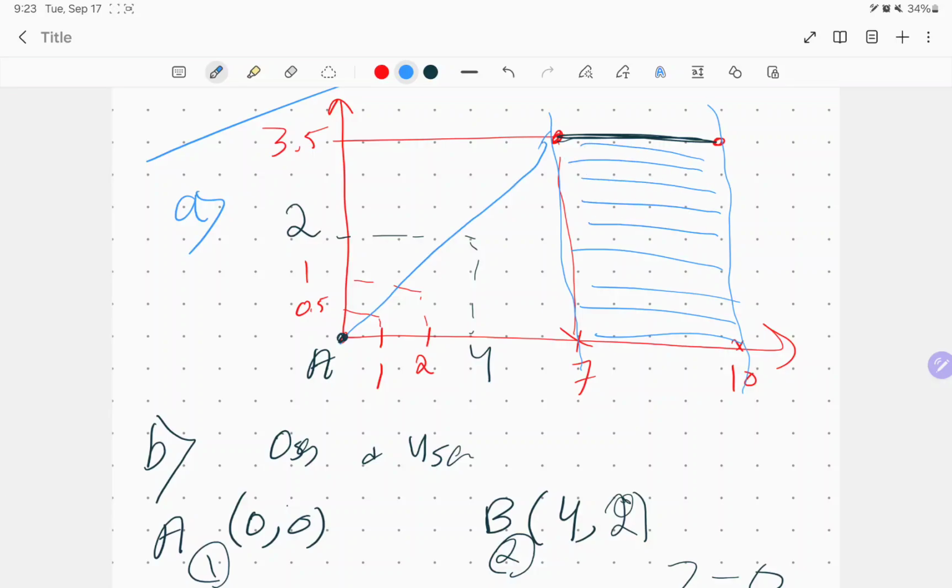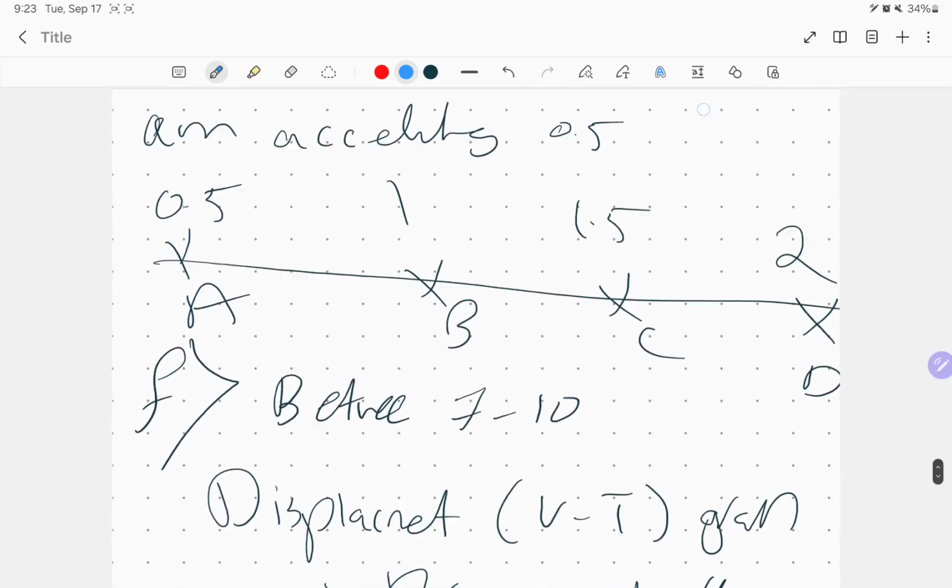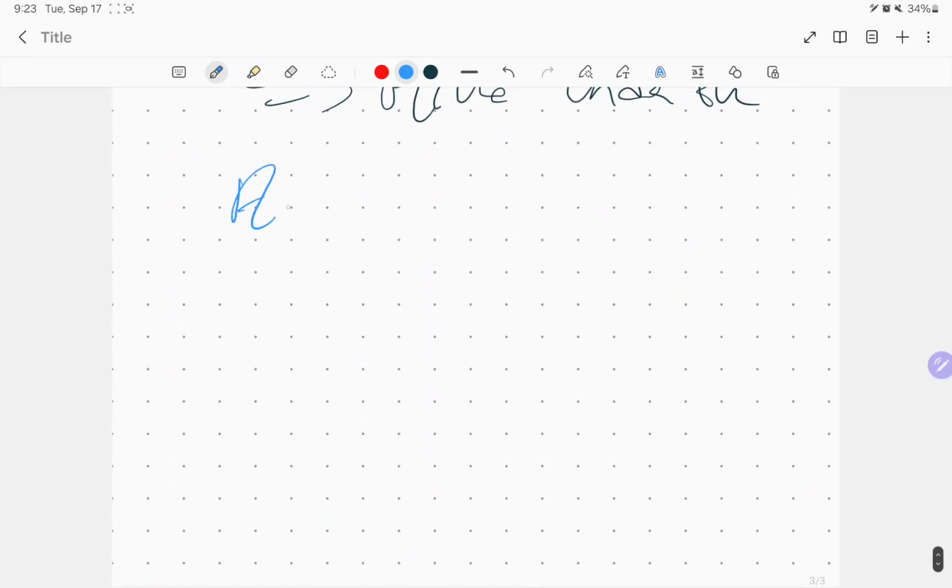Let's see how to find it. From 7 to 10, how much do I move, for example? 3 units. From 0 till the maximum, it means 3.5. This is going to be a rectangle. What is the area of a rectangle? Area of a rectangle equals length by width. The length was 3 multiplied by 3.5 equals 10.5 meters.